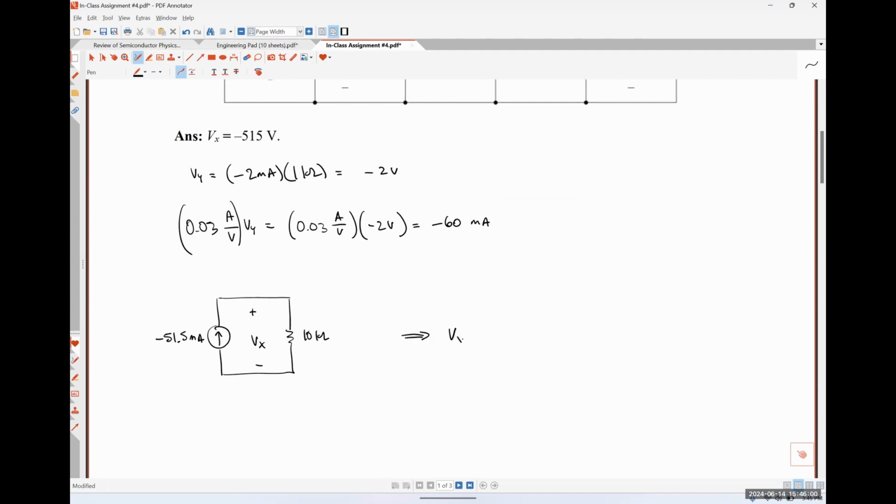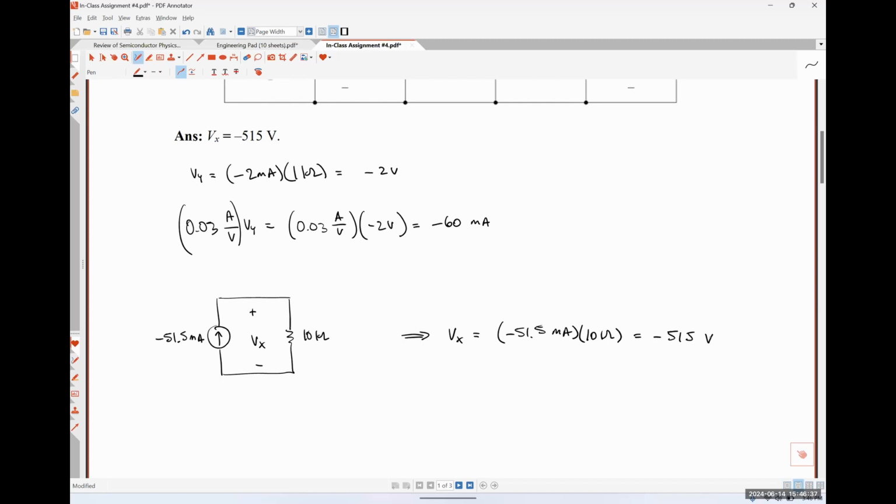Looking at this circuit, what should Vx be? Do the negative 51.5 milliamps times 10 kilo ohm. Negative 51.5 milliamps times 10 kilo ohms comes out to be negative 515 volts. Absolutely right. Thank you, Baylor.